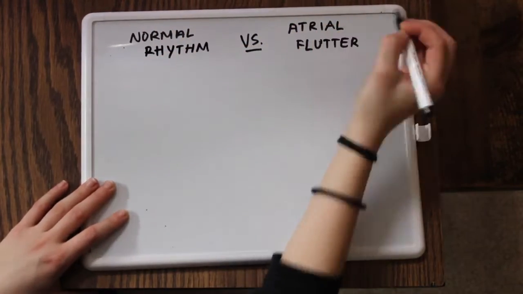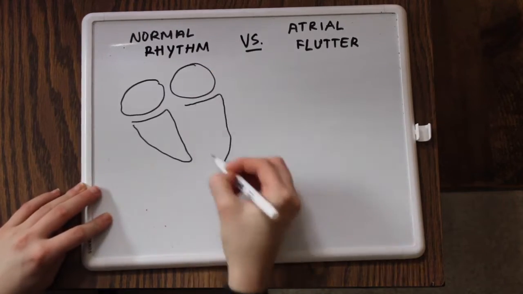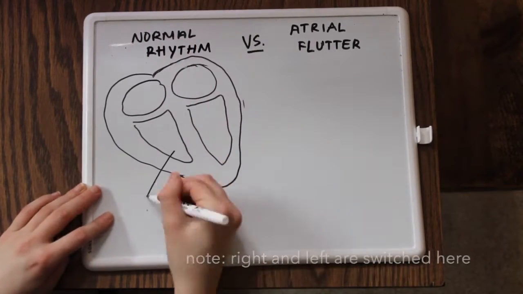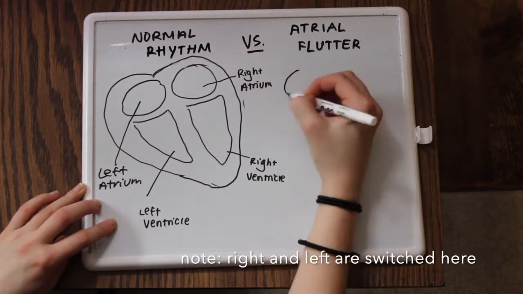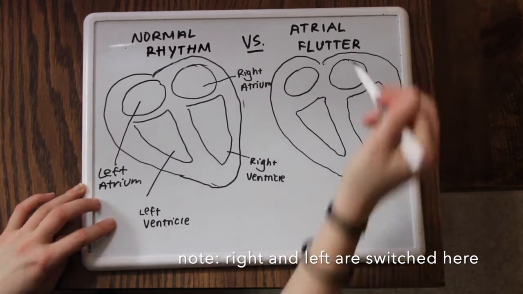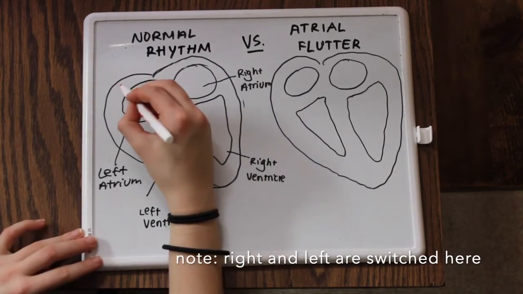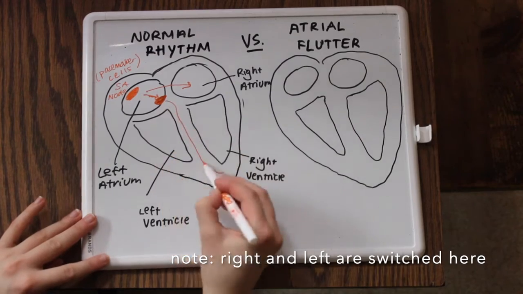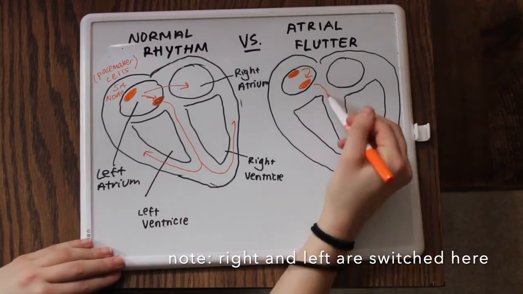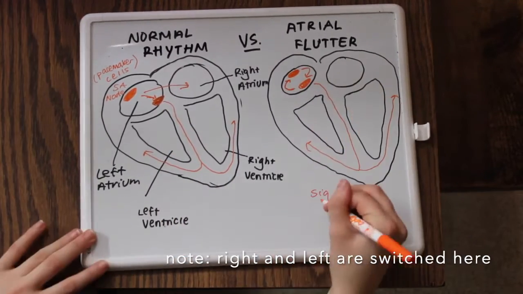Now let's compare a normal rhythm heart to a heart with atrial flutter. I want to make a note that the left and the right side of the heart are switched, and it should be the opposite direction. But it still gives us the same kind of concept to understand. The SA node, where the pacemaker cells are in the heart, will fire in the right atrium, and this will cause a signal to come down to the ventricles and cause the heart to pump.